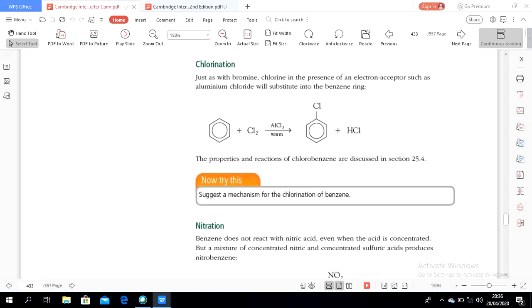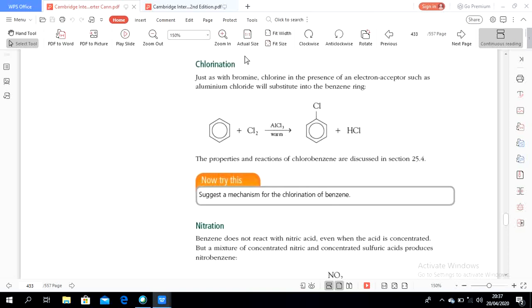Right now, I'm going to explain about the chlorination of benzene molecule. The chlorination of benzene molecule basically is the same as the bromination of benzene molecule. In order to substitute chlorine into the benzene, replacing the hydrogen atom in benzene, we must use a strong catalyst, which is known as aluminum chloride.